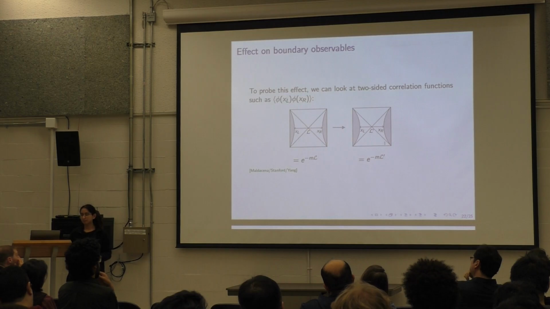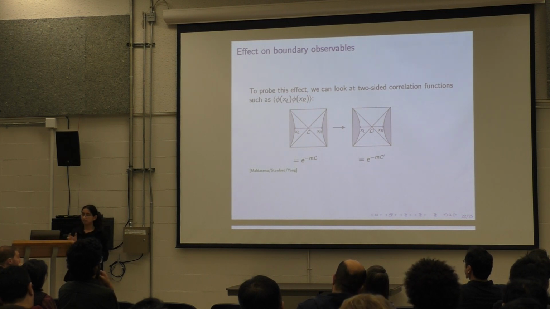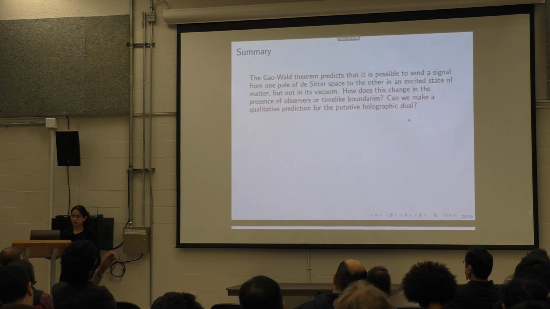So if we want to probe this effect using some quantity in some putative holographic dual, we can also imagine computing two-sided correlation functions that probe the proper distance between these two boundaries. So because the effect of this matter is some change in proper distance between the boundaries, this will have an effect on two-sided correlation functions of this form that are given by e to the minus m times the proper distance between these boundaries.